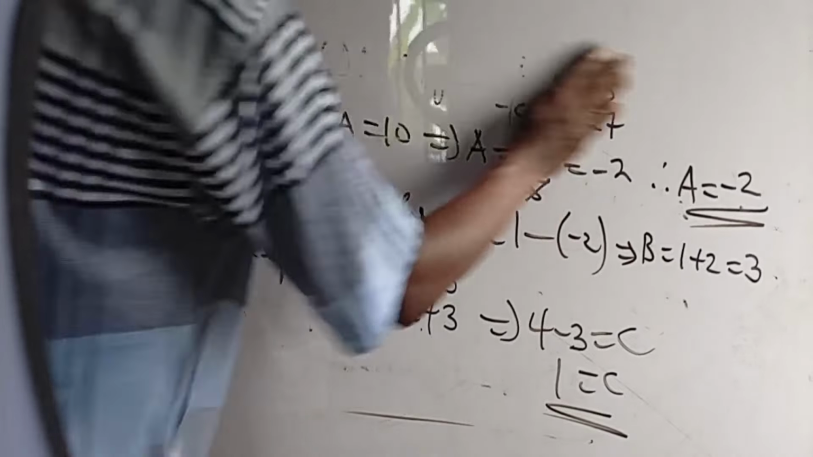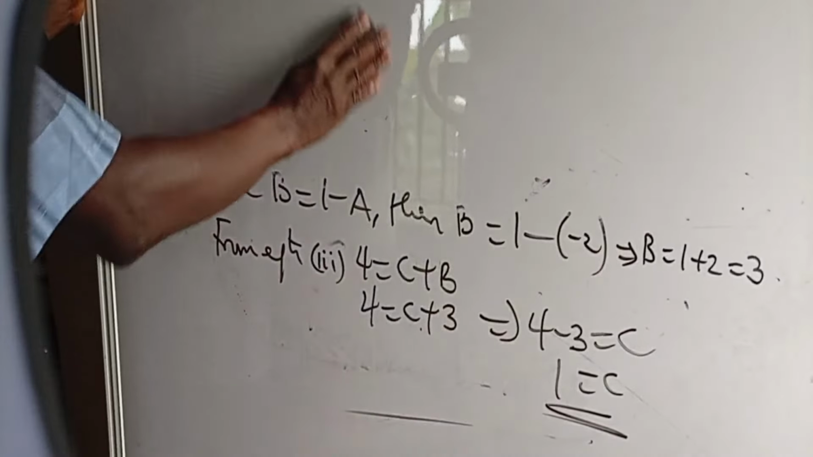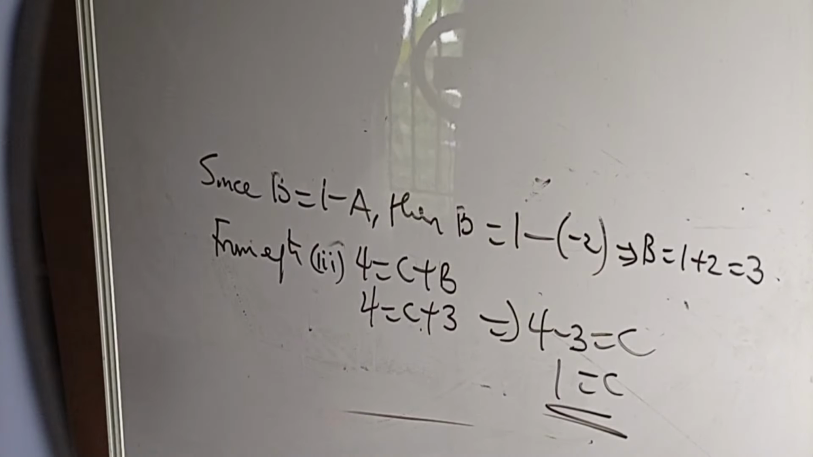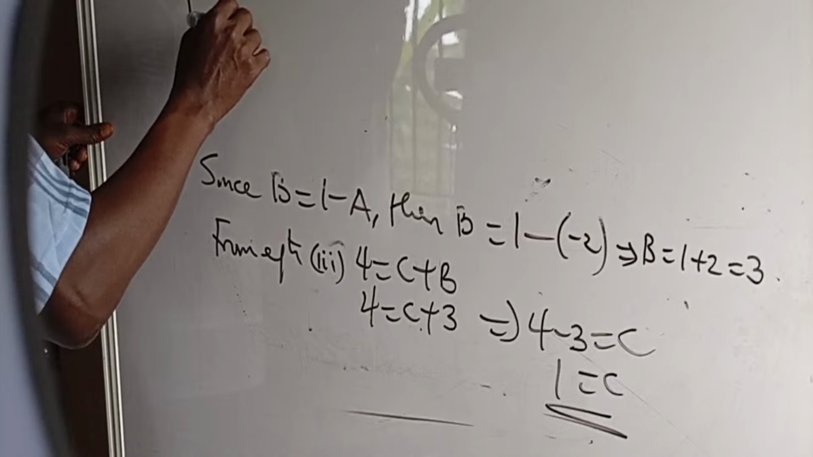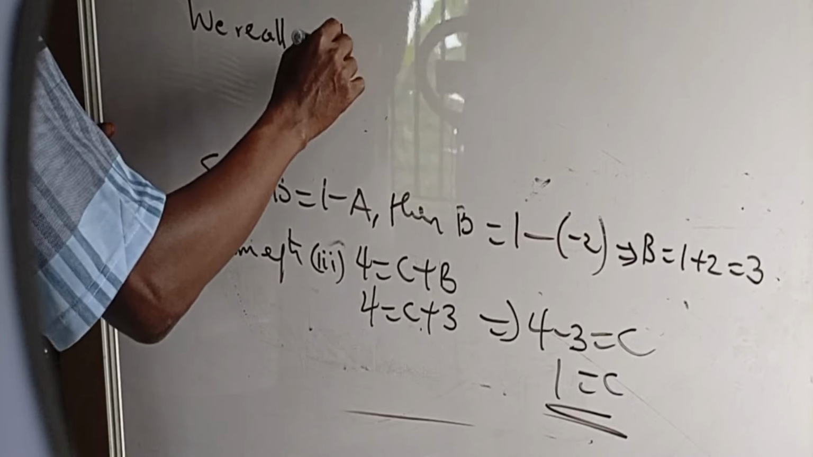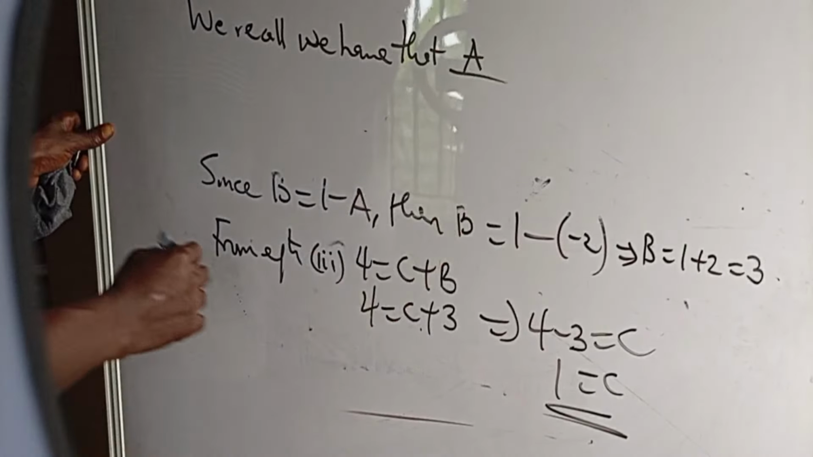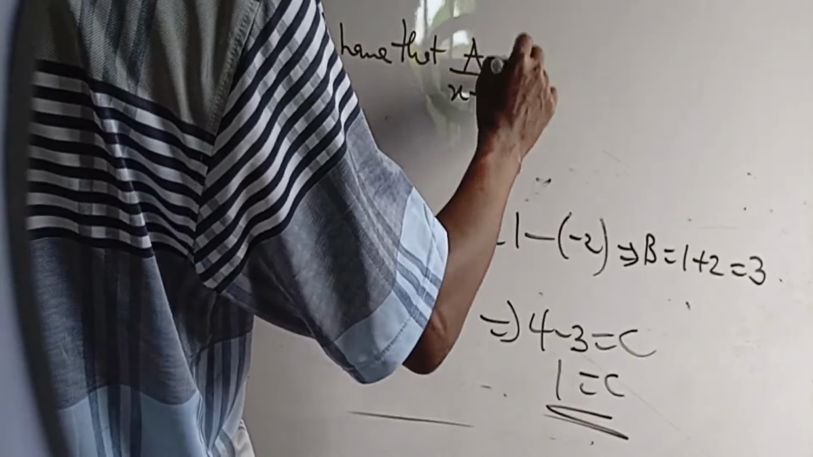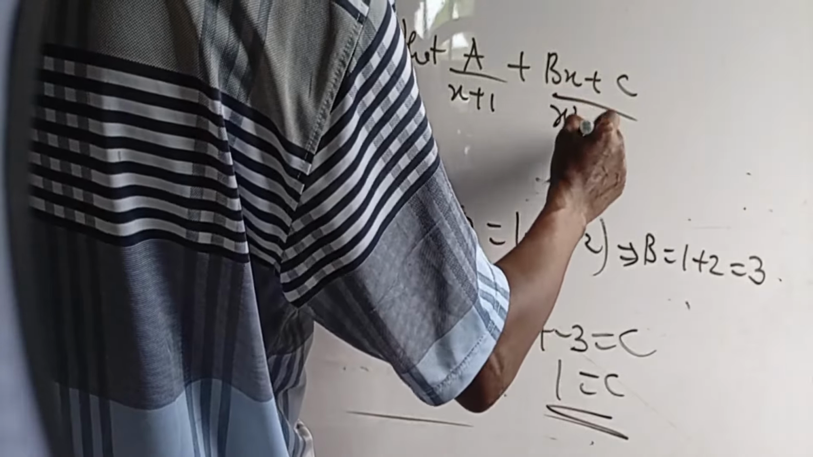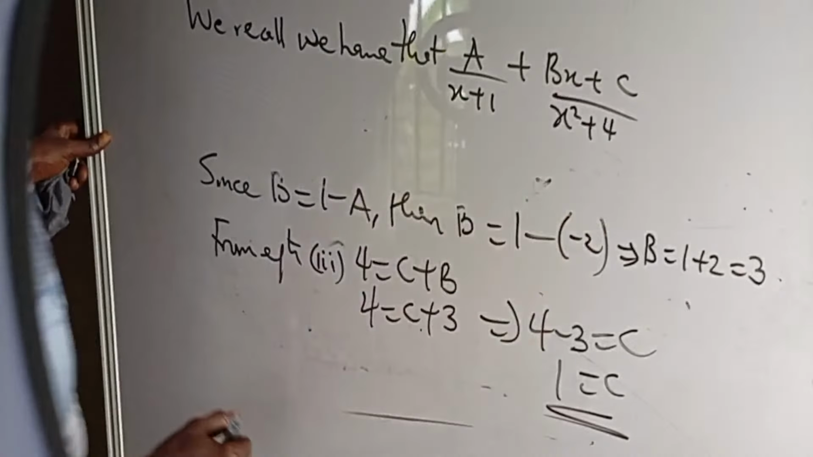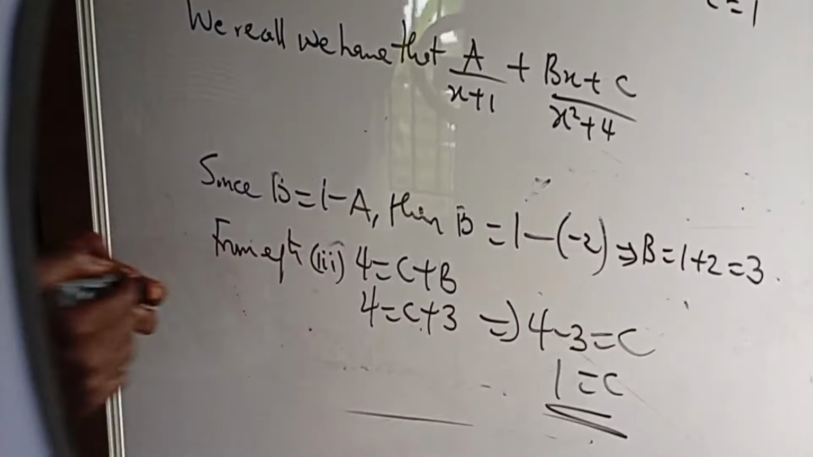Let's now write out all the fractions. Can we still remember what the fraction is? I think we recall. We have A all over x plus 1, plus bx plus c, all over x squared plus 4. I think that's what we have. C is 1, so let's now put them there.